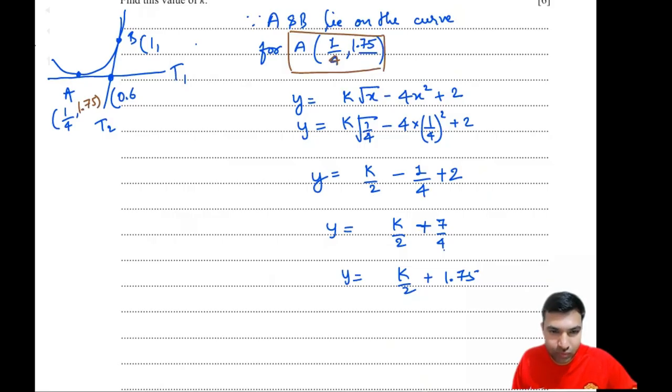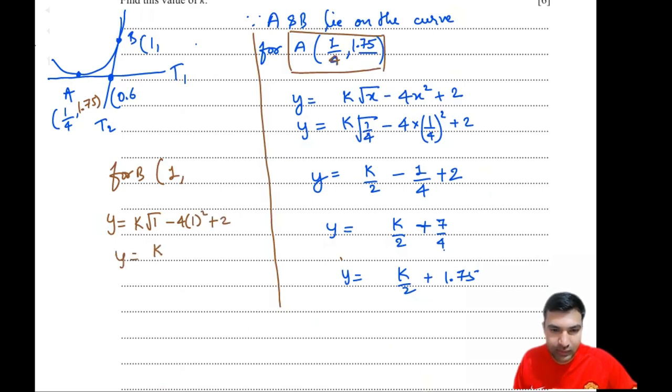So now let's do it for B. So let me put a line here. Now for B, x coordinate is 1. So now I need to figure out y. So k times root of 1 minus 4 times 1 squared plus 2. So we get y as k minus 2, right? Perfect. So we got B also. The coordinates of B are 1 comma k minus 2.